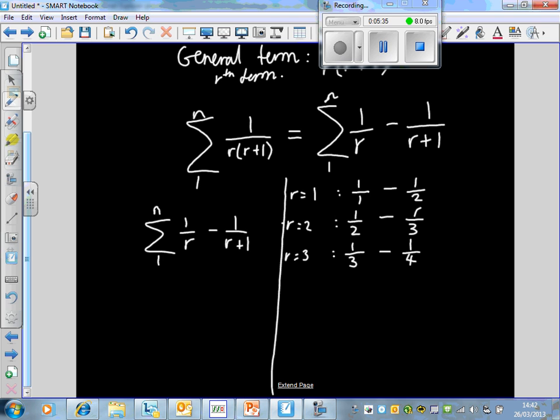Stephen, what do you notice? The second part of r equals 1 can cancel with the first part of r equals 2, and then the second part of r equals 2. Yeah. Now remember, we're adding all of these terms together.